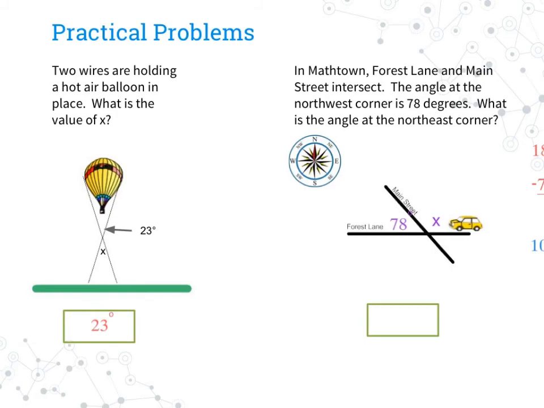And I notice that those two angles make a straight line. So they're going to be supplementary. They're going to equal 180 degrees. To figure out what x is, I'm going to take 180 minus my 78 degrees. And when I do that, I'm left over with 102 degrees. So my answer is 102 degrees.